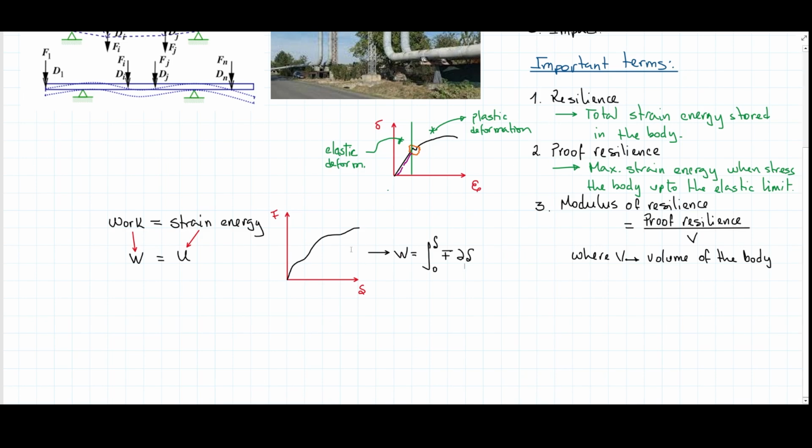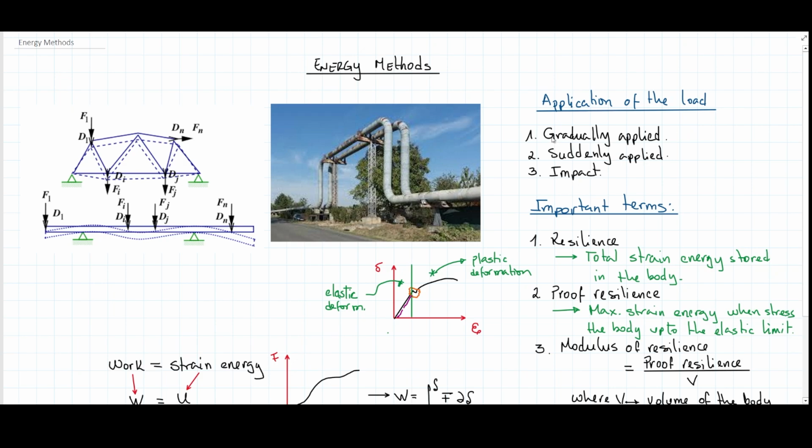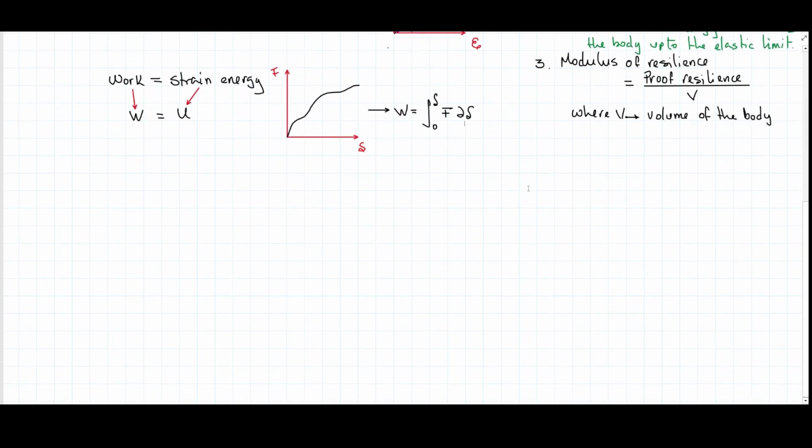Perfect. So knowing this, now we can come back to these three cases and try to understand what the strain energy is for a body when a load is applied under any of these three cases: either the load is gradually applied, or suddenly applied, or it is an impact. So let's go check that. Let's start with the first case as defined above, that is when the load is applied gradually.